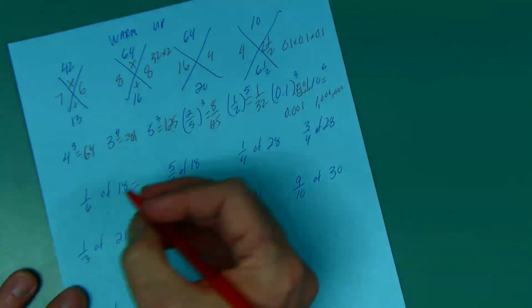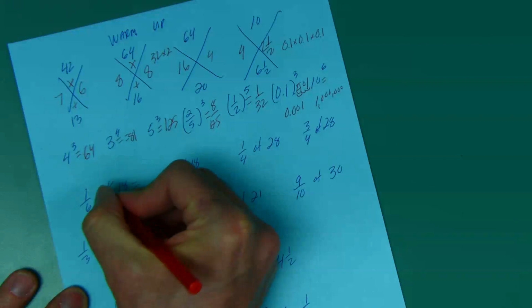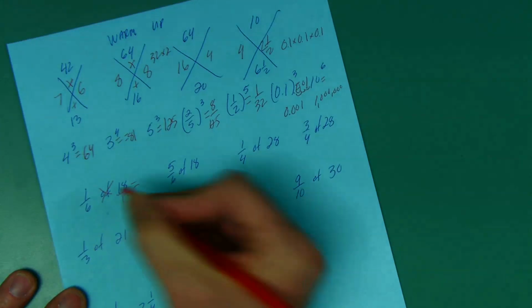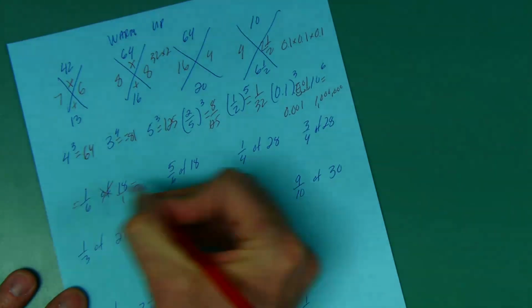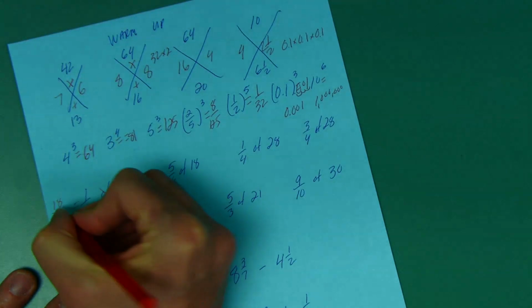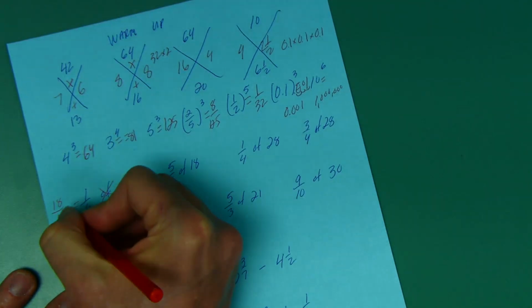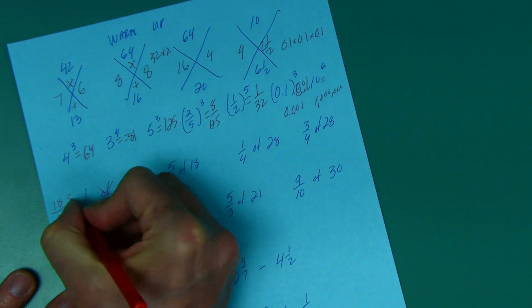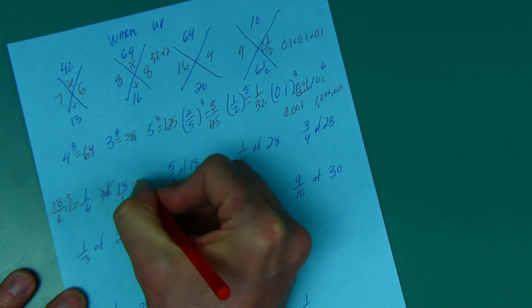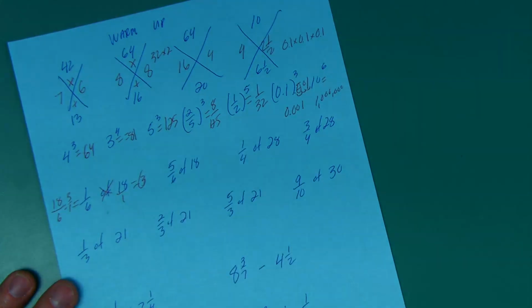1/6 of 18. I could treat "of" as times. Put a 1 on the 18 and go 18 times 1 on top, 6 times 1 on the bottom, and simplify. 6 goes into 18 three times, and goes into 6 one time. So 3 over 1 is 3.